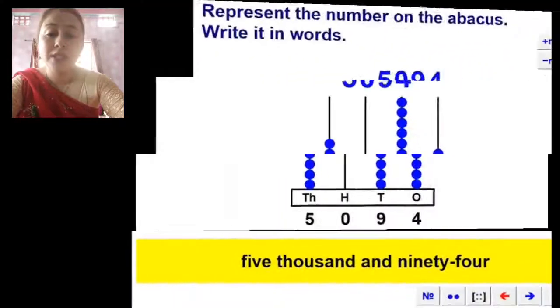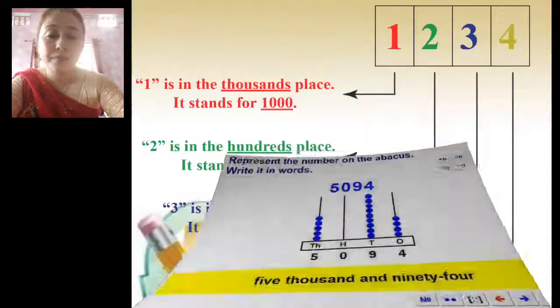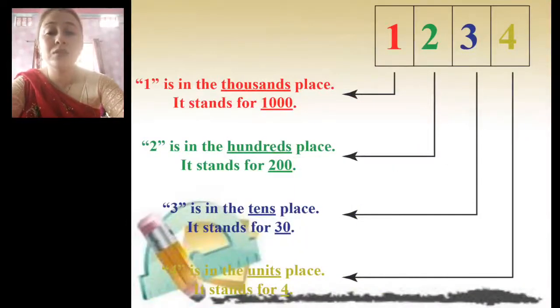Next example. See, there are 4 beads in ones position, 9 beads in tens position, 0 beads in 100 position and 5 beads in 1000 position. So our number is 5094. There is no bead in 100 position, so we are writing 0 for that. Next, in today's class we will also learn to write the place value without using the abacus.